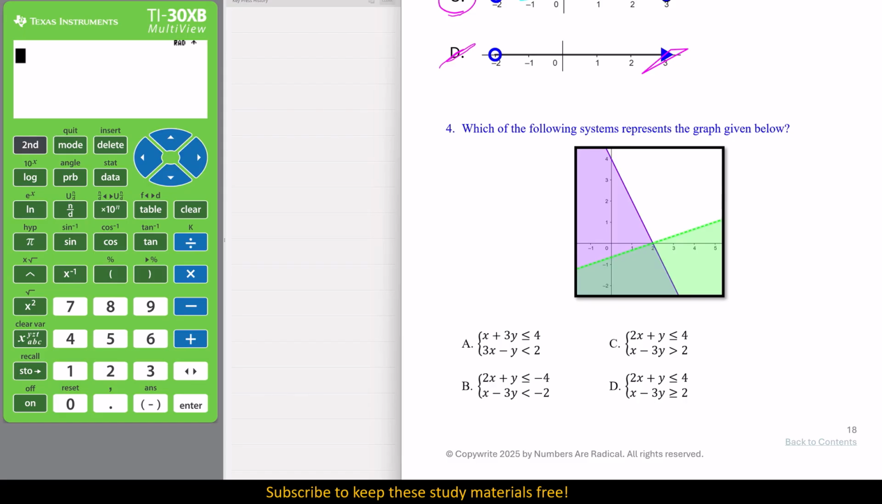Well, this question says, which of the following systems represents a graph given below? Well, for this graph, where these two colors overlap, see where I've got the little dots?